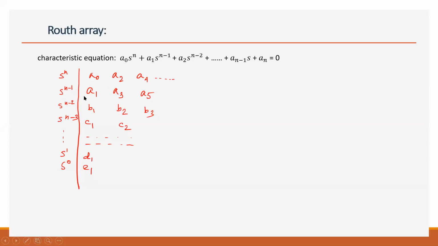And these are the two rows which you directly get from the array. The rest of the things are derived parameters. So you have to find out the s to the power n minus 2, n minus 3, s1, s0 rows, and so on. So b1, b2, b3, c1, c2, all these things are derived parameters. And how do you derive them?